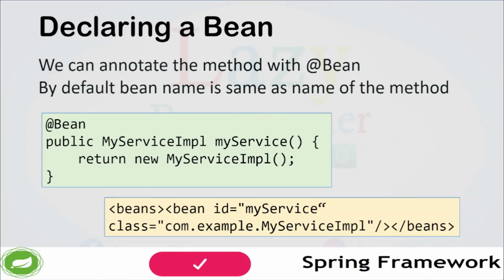And when the instance of MyService will be required in any other bean, then Spring IOC container will inject that instance of MyServiceImpl, which was created using this method. This configuration is exactly equivalent to the XML configuration of a bean, which is given here.